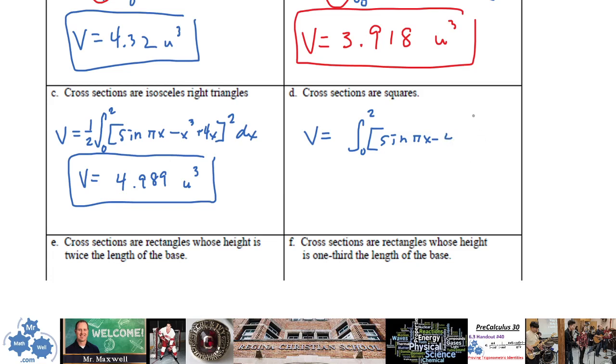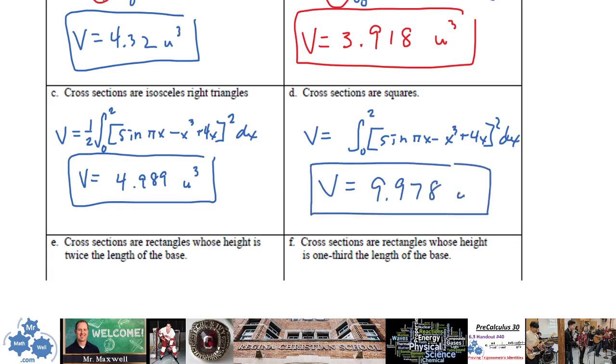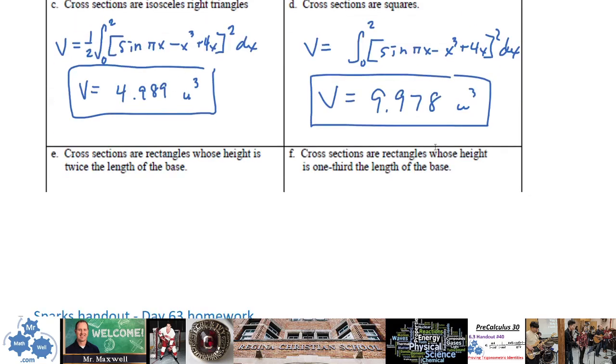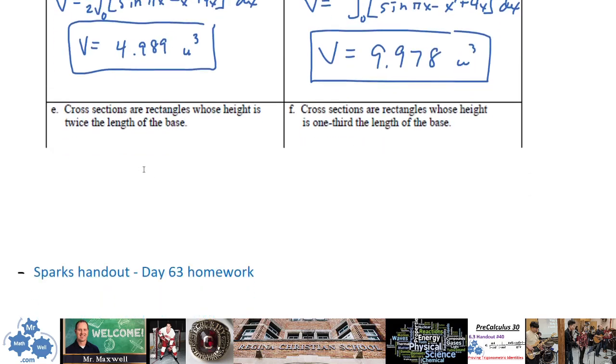minus x cubed plus 4x all squared dx. And that volume should be 9.978 cubic units. Okay, we're getting close to being done this part of the section now.